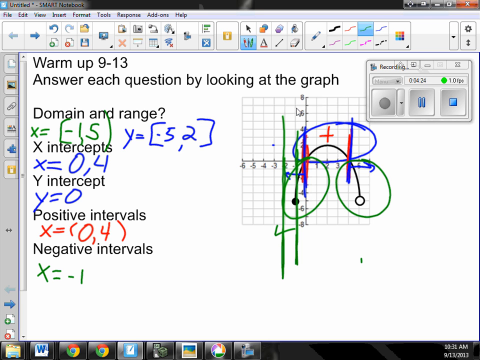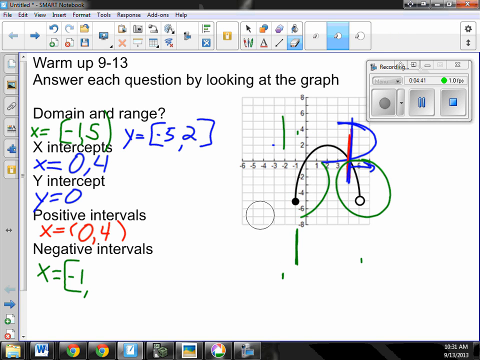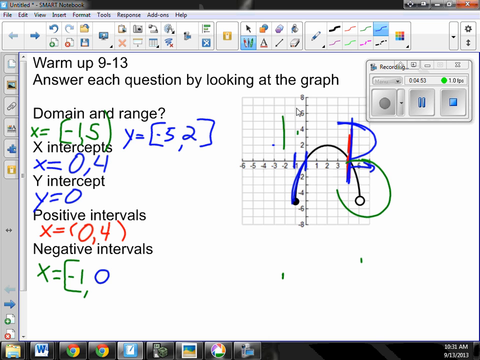Do we include -1? Does that line on -1 hit the graph? Yeah, it's a filled in dot. And how high do we go before we run out of negatives? My graph is getting hard to see, so let me erase some of this. So here's the piece that's negative right here. So it's everything from -1 to 0. Do we include 0? No, because 0 is on the x-axis, and we never include the x-axis. Okay?